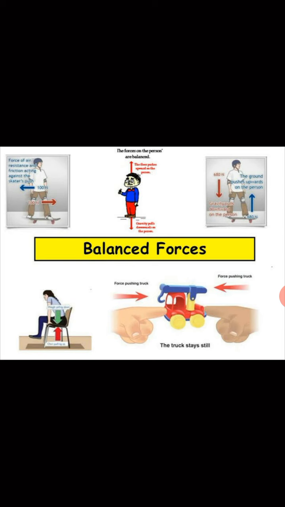If you see in the last image, it's a toy truck. Yes, and there are two fingers from right and left which are trying to push the car from both directions. So here again, the force applied by the finger from the right is equal to the force applied by the finger from the left. So both the forces are again equal. They are equal in size. So here the truck will not move, and thus this force is balanced force. So in balanced force, the person does not move, he is stable, or the object does not move, the object is stable.